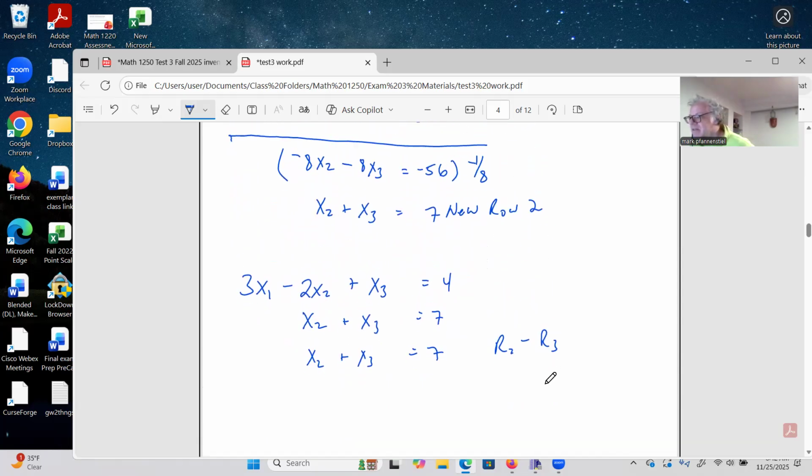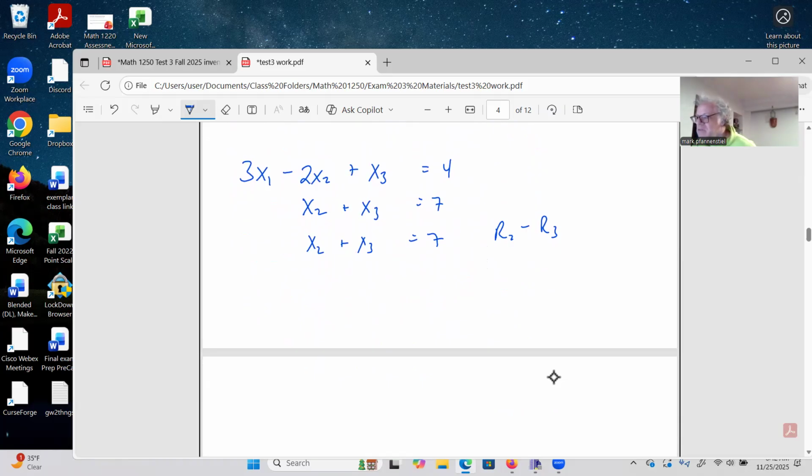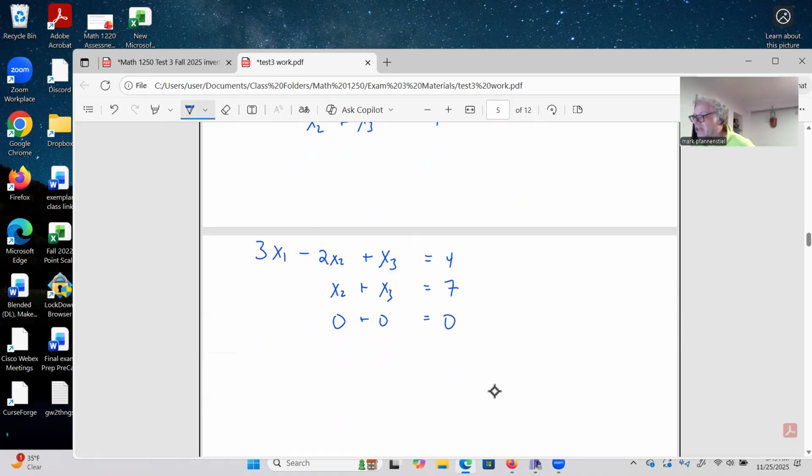So my system of equations is now going to look like this. I have 3x1 minus 2x2 plus x3 equals 4. I've got x2 plus x3 equals 7. And then when I go ahead and subtract them, we have 0 plus 0 is equal to 0. This is telling us, hey, you have a free variable. Generally, the row that you have for your free variable is the free variable you're going to pick. Like the pivot for row 3 would be x3.